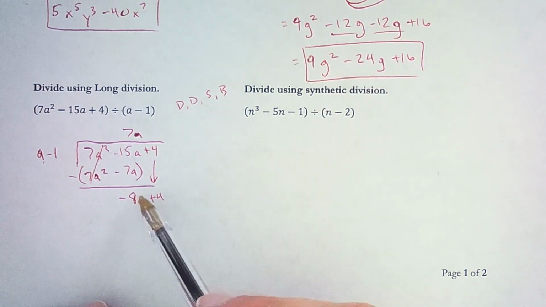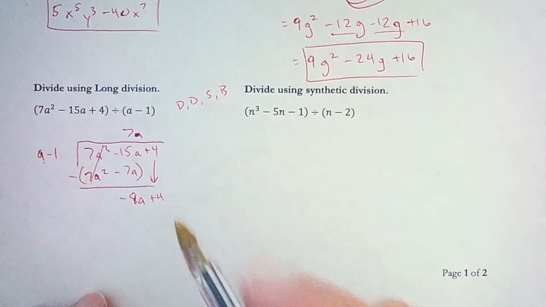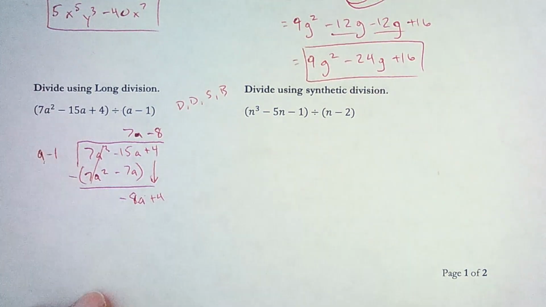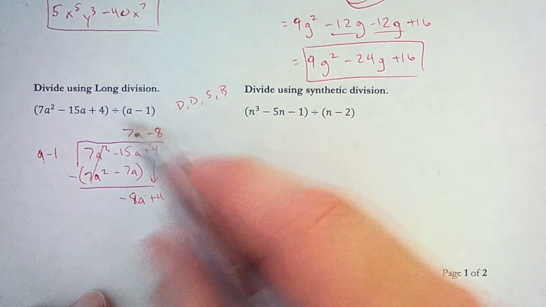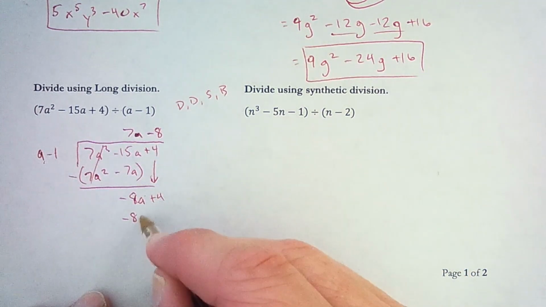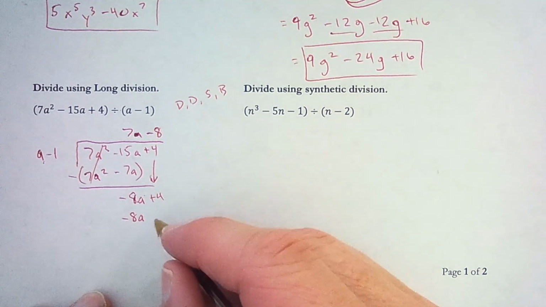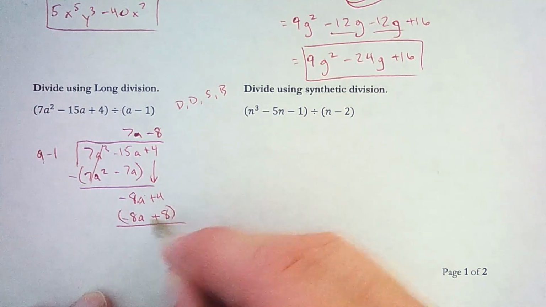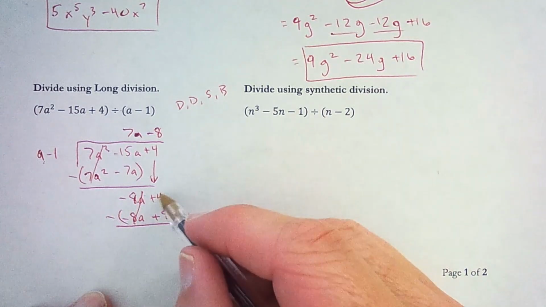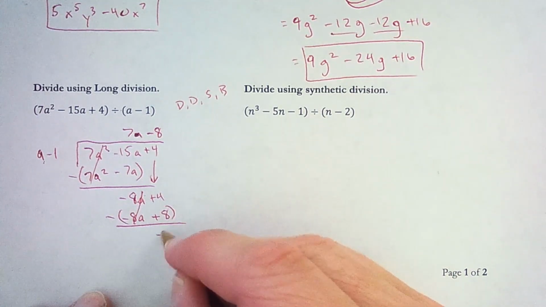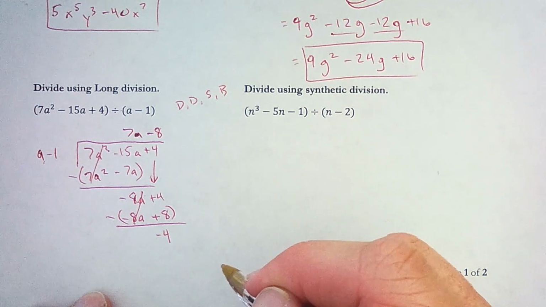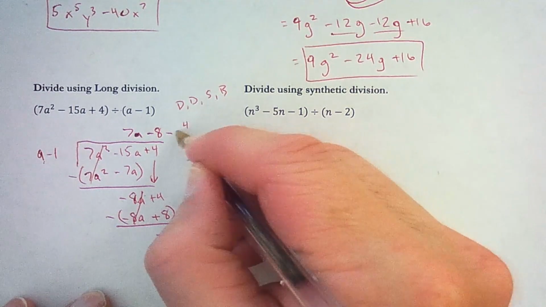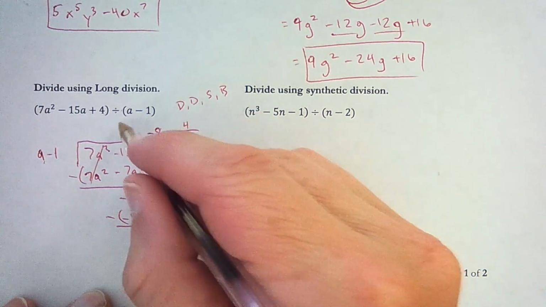So now we're going to divide again. Negative 8a divided by a, that's negative 8, and then a's cancel. 1 minus 1 is 0. And then we distribute. Negative 8 times a is negative 8a. Negative 8 times negative 1 is positive 8. And we subtract, and these cancel, and then 4 minus 8 is negative 4. And there's nothing left to bring down, so our remainder is negative 4, and we'll write it as minus 4 over a minus 1.